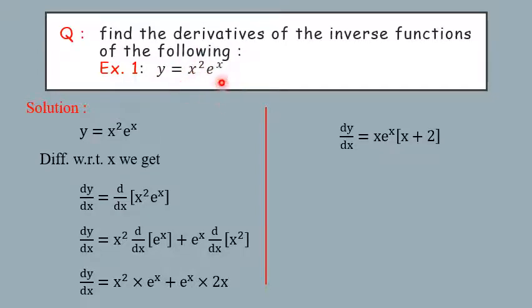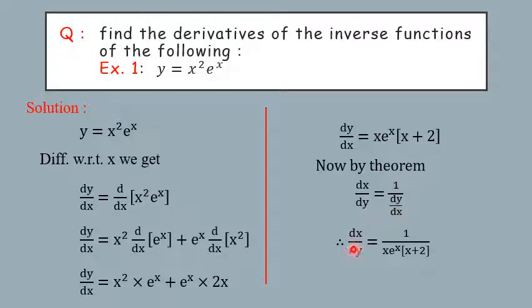वी हॅव टू फाइंड द डेरिव्हेटिव्ह ऑफ इनवर्स फंक्शन, derivative of inverse function, that means we have to find dx by dy. Okay, so by theorem dx by dy can be written as 1 upon dy by dx. Now just substitute the value of dy by dx, we get dx by dy is equal to 1 upon x e raised to x in bracket x plus 2. So this is derivative of inverse function of this function. Okay, या फंक्शनच्या इनवर्स फंक्शनचं डेरिव्हेटिव्ह आहे. तर या टाईपची एक्झाम्पल्स कशी सॉल्व्ह करायची पूर्ण लक्षात आलेले आहेत.